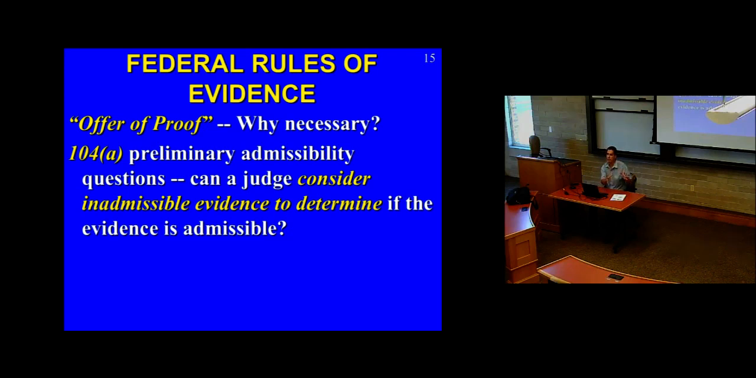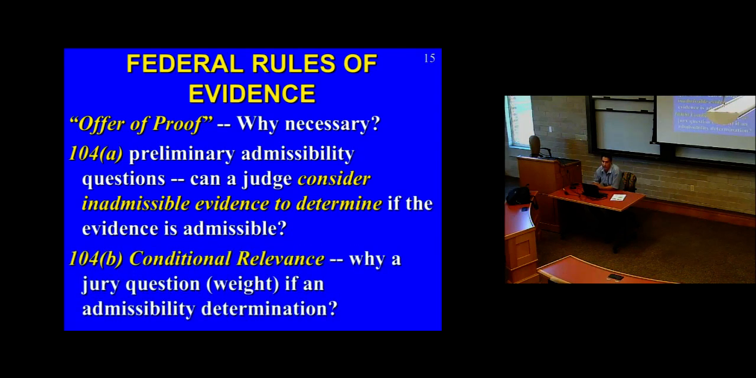So if we're talking about item X, that's the evidence that's admissible. Of course, that has to be admissible, but the judge might take into account other things to determine if item X is admissible. And for that preliminary question, they're allowed to do that, and that is a legal determination. Compare and contrast that with Rule 104B, conditional relevance.